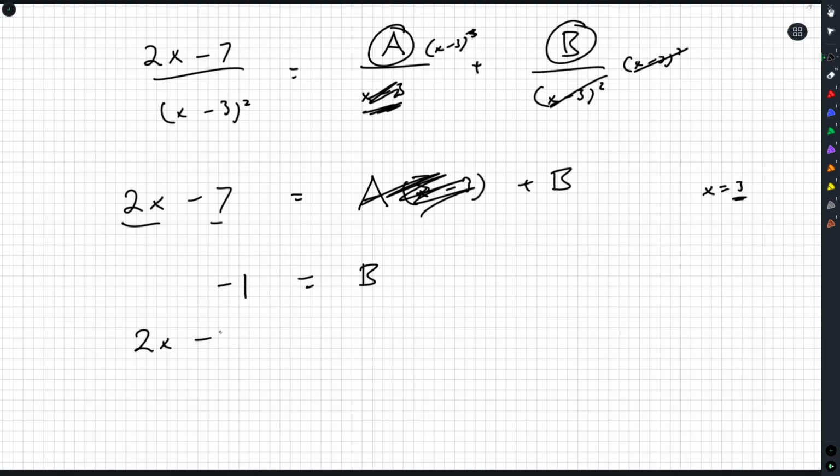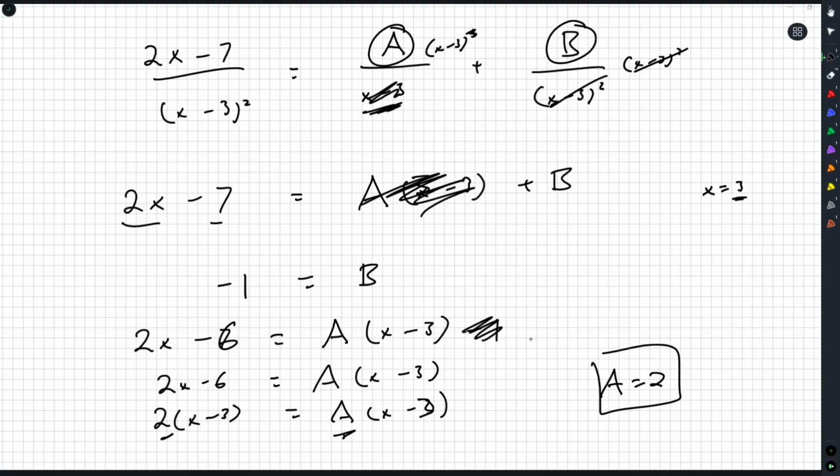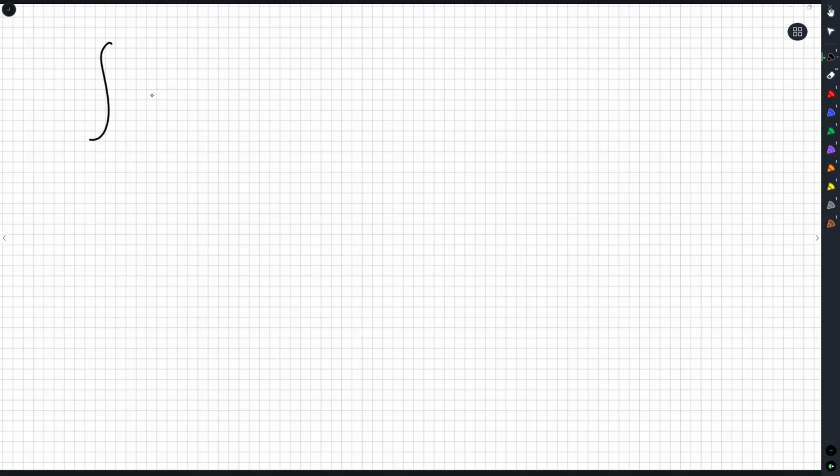Now that I know b is negative 1, if we go back here, we got this minus 1. We can add 1 to both sides. And you'll get 2x minus 6 is a times x minus 3. And then you could factor 2 out here. 2 times x minus 3 is a times x minus 3. So we sort of just see, oh, well, a's got to be 2. So a is 2, b is minus 1, and we are ready now to integrate this.